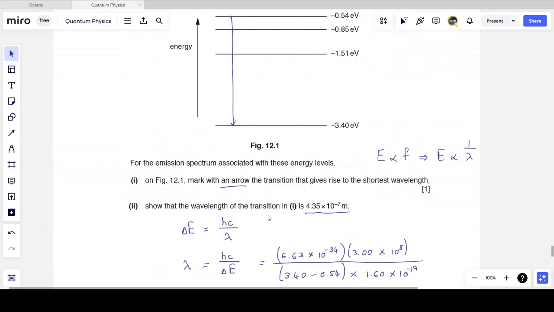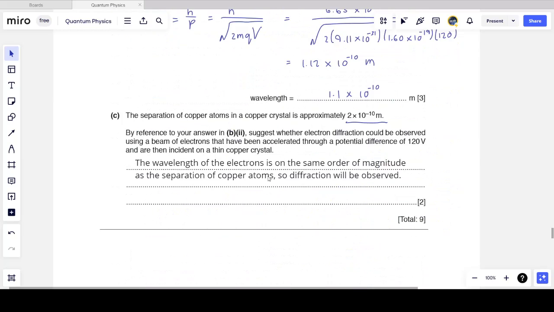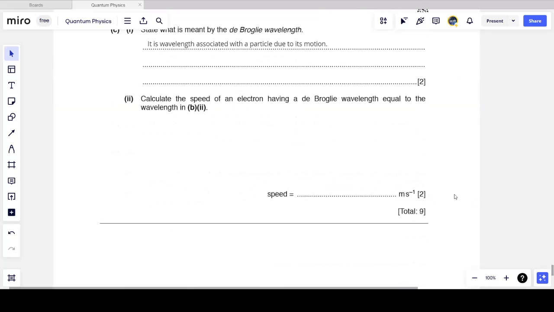And once again, I'm not going to do it because I've done it before. So the de Broglie wavelength is the wavelength of any particle due to its motion, or the wavelength associated with a particle in motion, or the wavelength associated with a moving particle. Anything to that order, to that degree.